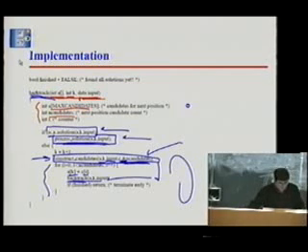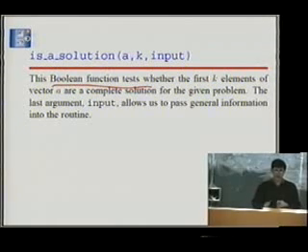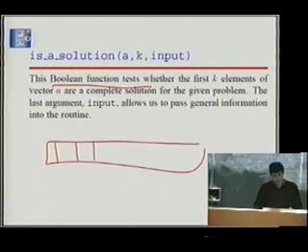Okay. So what are these guys? Again, I told you, is a solution is just a Boolean function that tests whether the first k elements represent a complete solution. I give you a partial vector. Is it something that's complete or not? For a Sudoku program, how would you tell whether or not my partial vector is a complete solution? How would you tell if I give you a set of numbers here? Is it a complete solution?